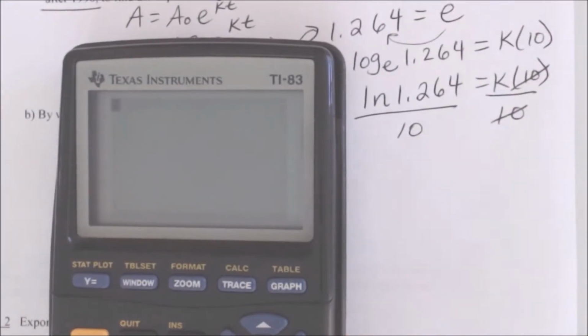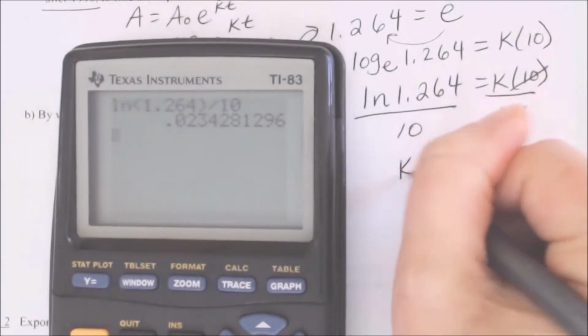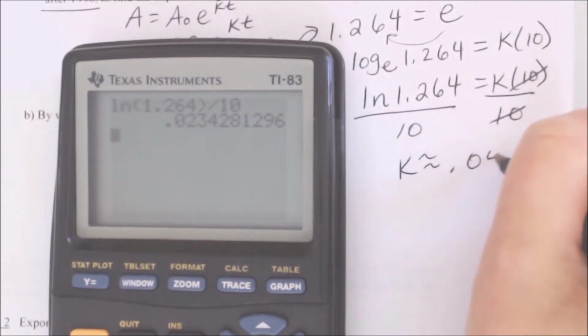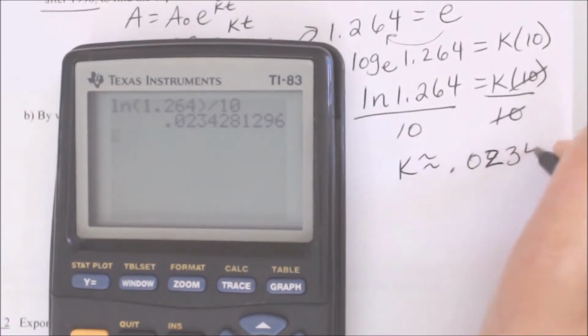So we have the natural log of 1.264, close the parentheses, and then divide that number by 10. And I get a k value of approximately, let's use 4 decimals here, 0.0234 it looks like.